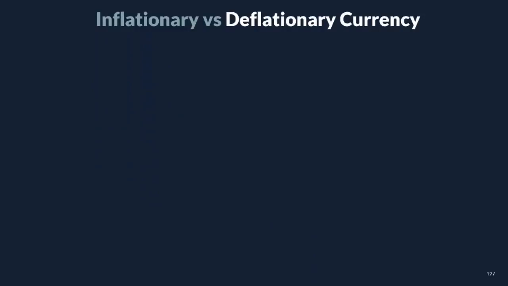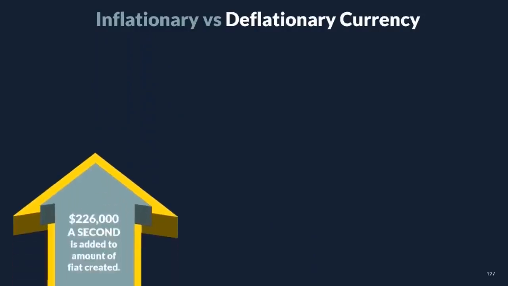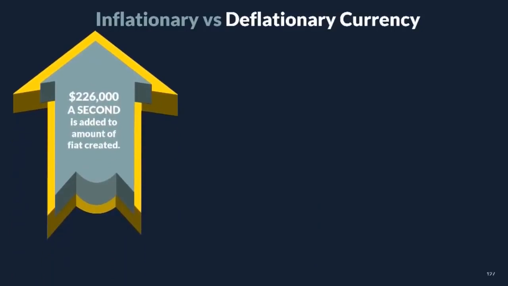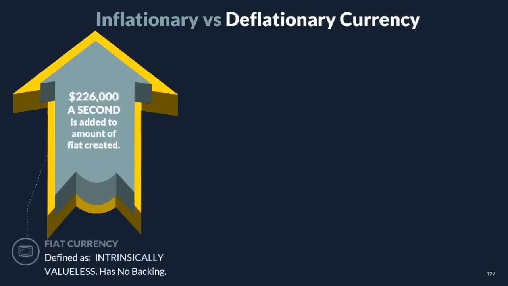All right, I'm ready to blow some minds here, guys. Let's talk about inflationary currency versus deflationary currency. I'm going to count to 5. 1, 2, 3, 4, 5. $1 million in fiat currency, valueless currency, was just created out of thin air.